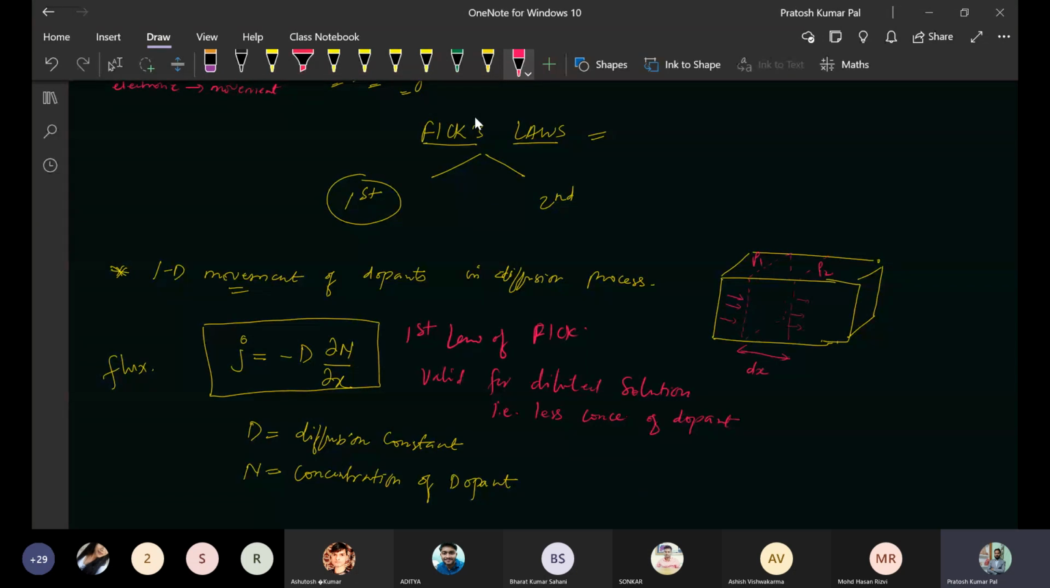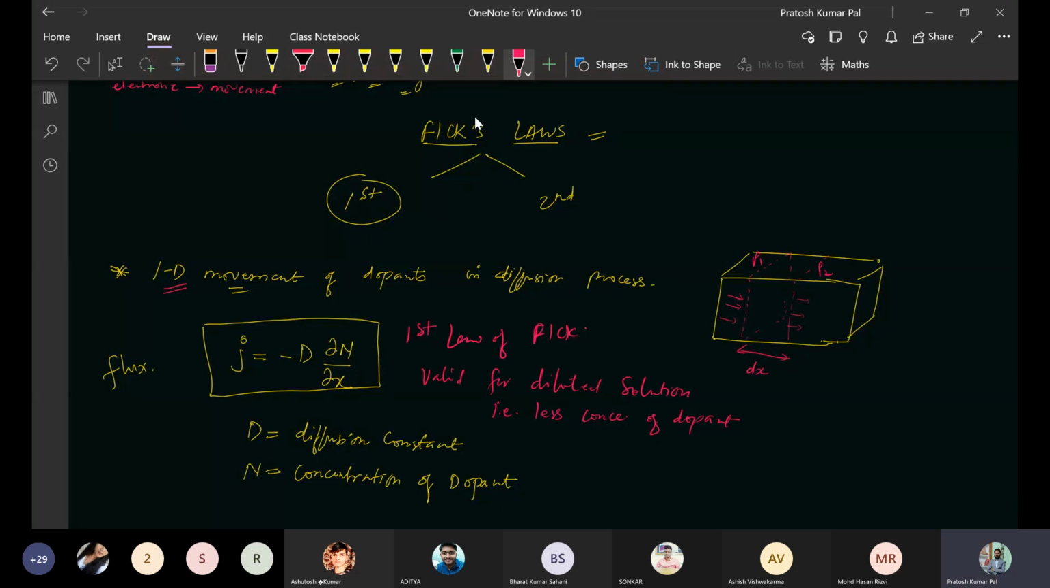Okay, so here we are going to analyze diffusion in one dimension. The movement of dopants is in one dimension only, and the concentration of dopants is very much less than the concentration of the silicon or the crystal atoms, so it is considered to be a diluted solution. So this relation, the flux, is given by minus D del n by del x. That is considered the first law of Fick. It explains the flux basically.